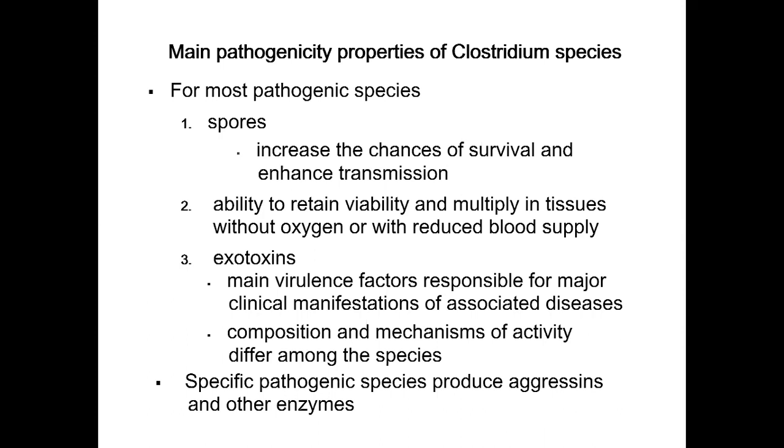Then the third one, these organisms produce exotoxins. So the pathogenic Clostridium species, their main virulence factors are exotoxins, which they produce. These are responsible for major clinical manifestations of associated diseases. Now, these exotoxins are of different types; their composition and mechanisms of action differ among the species. So those three characteristics are common to the pathogenic Clostridium species, in relation to disease production.